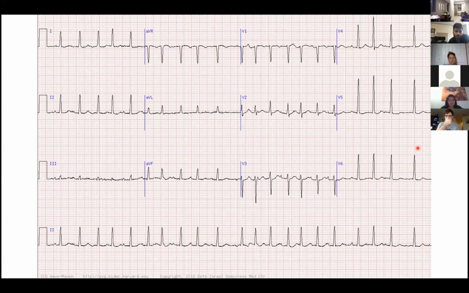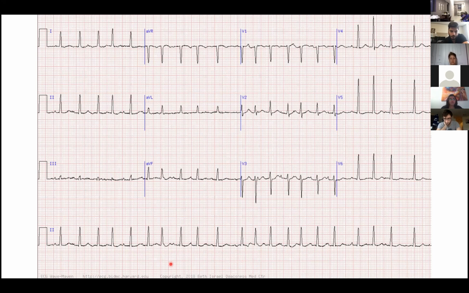So yeah, it looks like an irregular strip. I see the P waves up in lead 2. Not really sure where to go from there. So do you see anything that looks like a P wave? The good thing is you have lead 2 as a rhythm strip. So you can go slowly and see if there is anything that looks like a P wave.